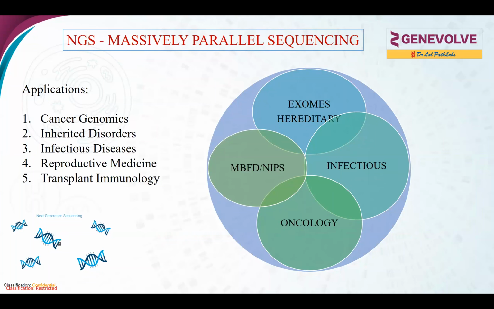There are various applications in clinical diagnostics that we use these days. Foremost and primary would be your cancer genomics. Inherited disorders, wherein we understand that there is exome sequencing, we look at rare disorders. Infectious diseases, we're trying to look at the microbiome of these transplant patients. The transplant and HLA immunology also uses next generation sequencing, as well as in the field of reproductive medicine, in the form of non-invasive prenatal screening, we also use next generation sequencing, NGS.